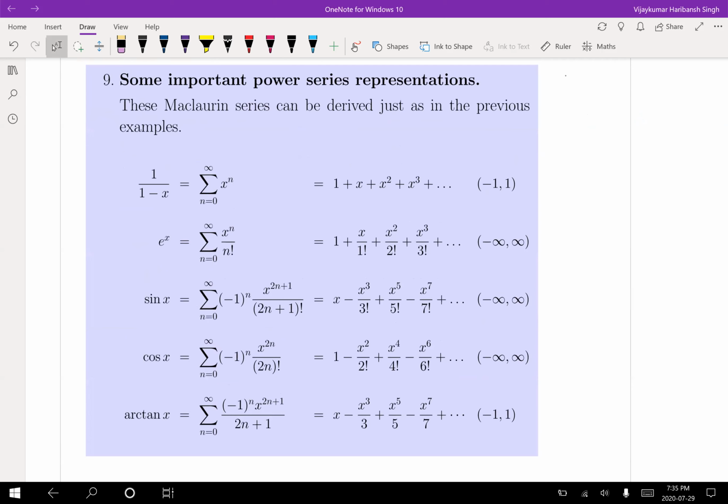So this is simply the geometric series. We have already done this. You should try this at home. We have already done this one, and we have already done this one.